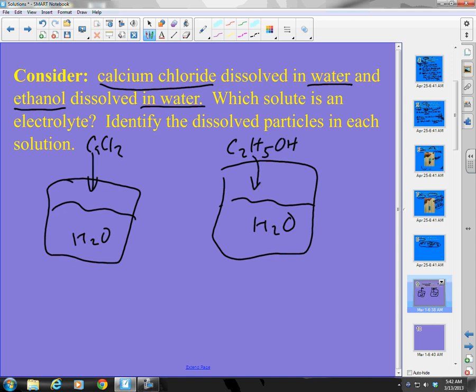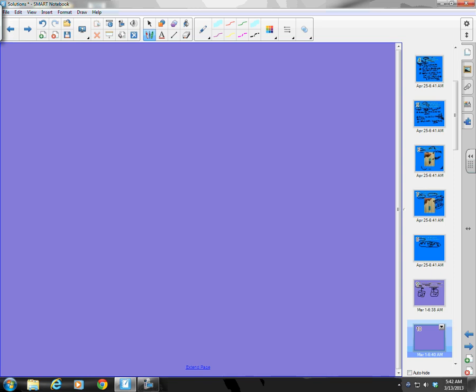Good. Which solute is an electrolyte? And identify the dissolved particles in each. Okay, so I think we need some new notes. All right, so let's do a quick review. Here are my solutions, and we said over here that what is a solution?